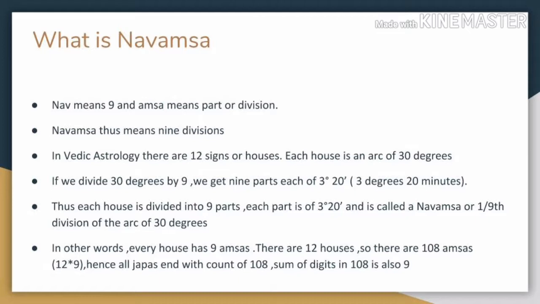Now each house is 30 degrees in length. So when you divide it by 9, you will get 9 smaller parts, and each part will be 3 degrees 20 minutes in length, right? So each of these parts is called a Navamsa or 1/9 division of the arc of 30 degrees. Correct? Now there are 12 houses and each house has 9 amsas. So totally you have 108 amsas. Alright, that is why in mantra yoga, when you do the japa it ends in 108. That is, you do 108 counts of a rosary. So this is what is known as Navamsa.